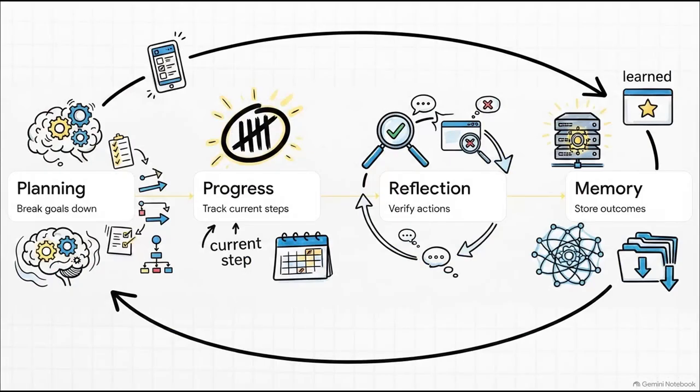Now you might be wondering, how does it not get completely lost doing all that? Mobile Agent V3 executes these complex multi-step tasks using a really meticulous framework. First, planning. It takes your big goal and breaks it down into tiny, actionable steps. Second, progress management. It keeps a strict tally of which step it's currently on. Third, reflection. It actually double-checks if its last click did what it was supposed to do or if some random error popped up. And fourth, memory. It stores the outcomes of those actions to inform its next move. It's a really robust, self-correcting loop.